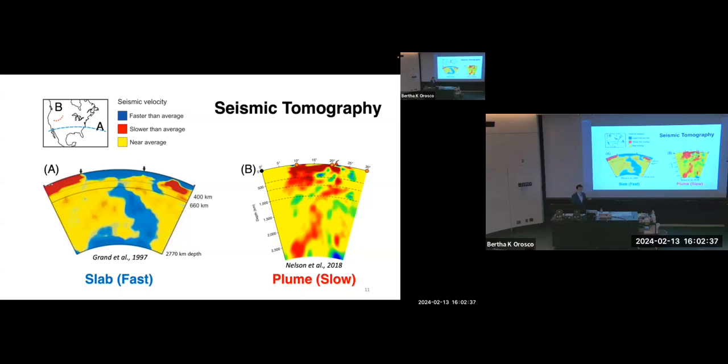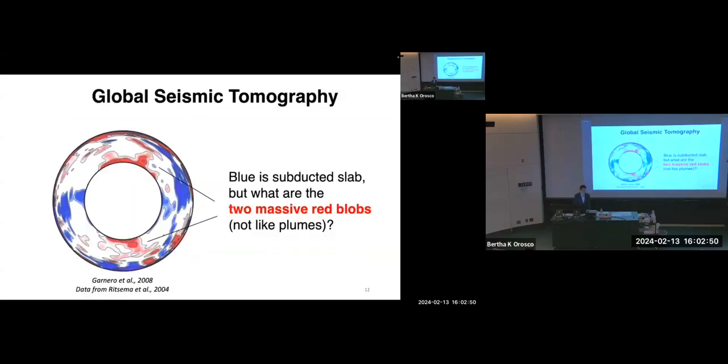I showed those cross sections to help you understand what blue and red represent. Blue means fast anomaly, which means slab. Red means plume structures. Now let's look at the global seismic tomography. This is a cross section of the whole Earth. You will see a lot of regions are white. These are just background mantle, similar to the yellow in the previous slide.